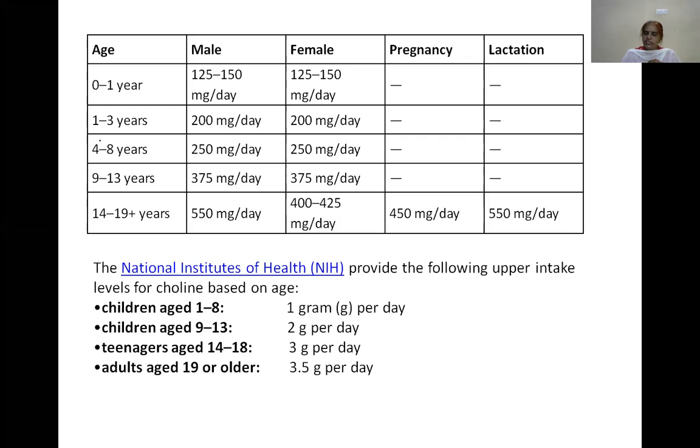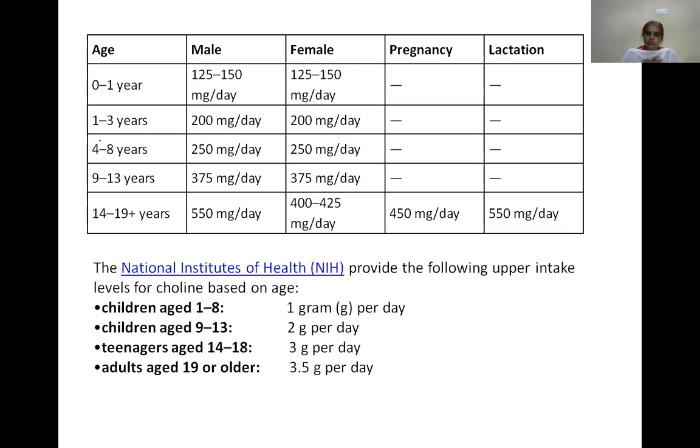Between 14 to 19 years and above, that is elders, require 550 milligrams per day for males, but females require 400 to 425 milligrams per day. So if you observe the difference between males and females, in elders 550 milligrams per day is required for males, and females 400 to 425 milligrams per day. But in pregnancy, 450 milligrams per day is required. During lactation, 550 milligrams per day is required.